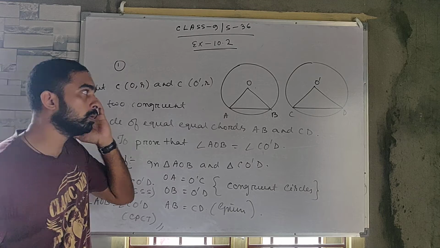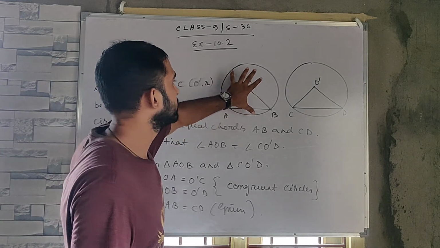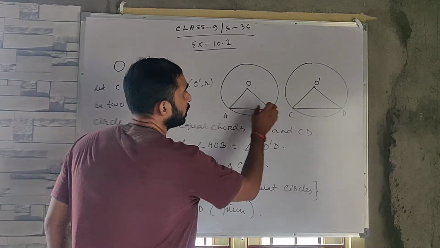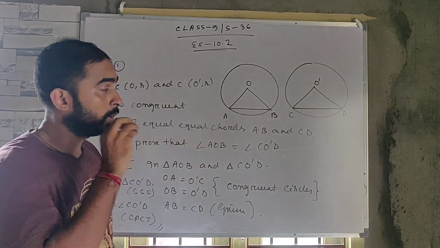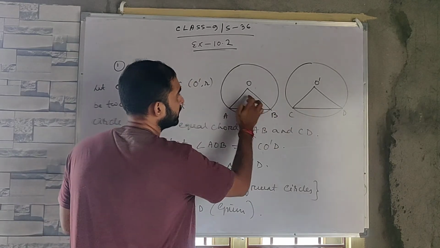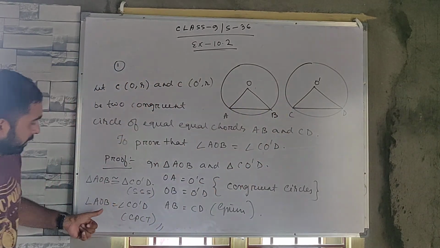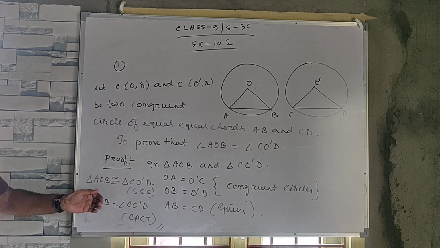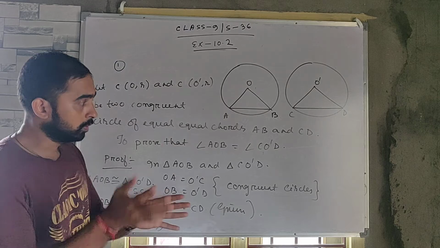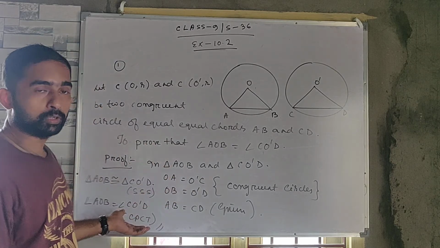And what is question number 2? First thing is the same, that the circles are congruent, so radii are equal. Then it is not given that the chords are equal, but the converse of this is given, that these two chords subtend equal angles at the center. Means angle AOB equals angle CO'D is given. Then we have to prove that AB equals CD. So it is the converse of this question.